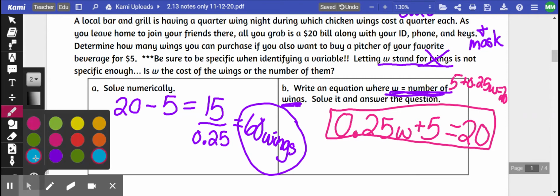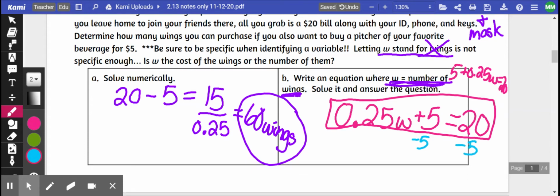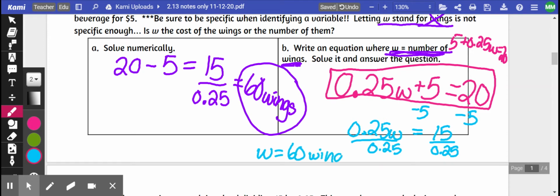All right, let's go ahead and solve it. I would first subtract 5 on both sides, and I have 0.25W equals 15. And we end up dividing 15 by 0.25. So you can see that we get 60 wings here as well.